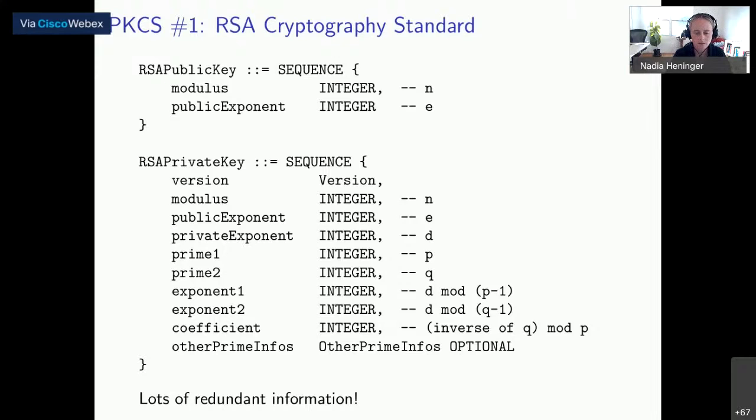For the private key, I put in the PKCS standard here because it's a common thing. This is what I've run into a few times. The private key includes the decryption exponent D, the prime factors P and Q, D mod P minus 1 and D mod Q minus 1, which are used for the Chinese remainder theorem speeding up decryption, and Q inverse mod P, which is also used for the Chinese remainder theorem. And so our attacker may get partial information about multiple of these fields, and many of these are redundant.